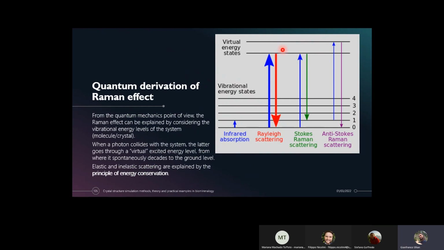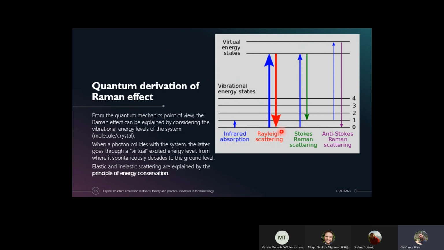From a quantum mechanical point of view, it can be described with this simple scheme. When radiation interacts with your sample, it can be absorbed, as in infrared absorption, which is the absorption of that amount of energy. However, the lasers employed in Raman spectroscopy are not infrared lasers. They are mostly visible lasers with higher energies.